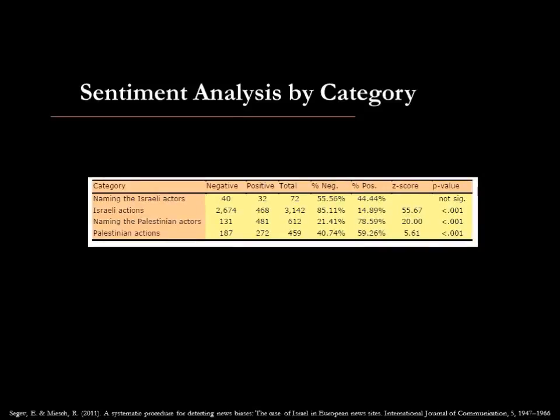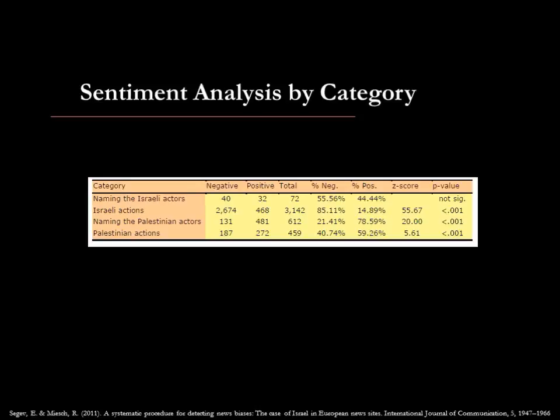While we did this extraction of keywords, we discovered that they can be divided into 4 categories that correspond to the Flemish study I mentioned before: naming of the Israeli actors, naming of the Israeli actions, naming of the Palestinian actors, and the Palestinian actions. So there are actors and actions on each side.